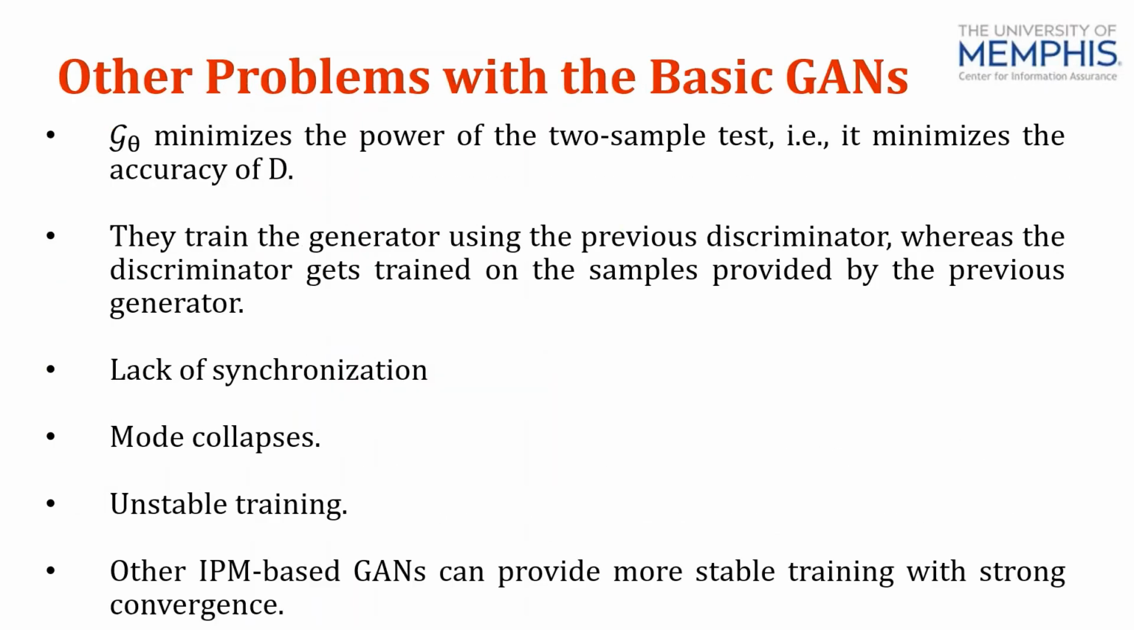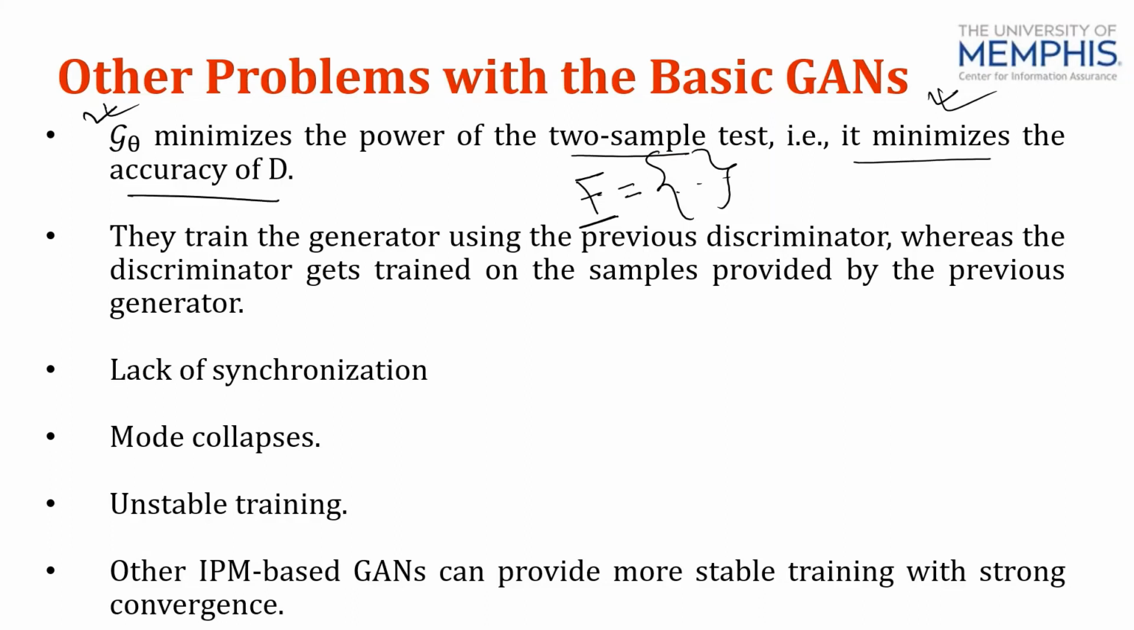So let us talk about the other problems of the basic GANs. Basic GANs means the vanilla GANs, CGANs, and all such types of things. If we remember, basic GANs mostly try to replace this set of measurable functions with a set of classifiers. Since this is a set of classifiers, the generator's job is to minimize the power of the two-sample test. That is, it tries to minimize the accuracy of the discriminator.